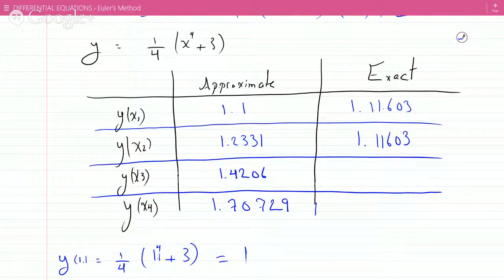Now this one is 1.2. So 1.2 to the 4, plus 3 over 4. So the next one is 1.2684. So we're reasonably close.